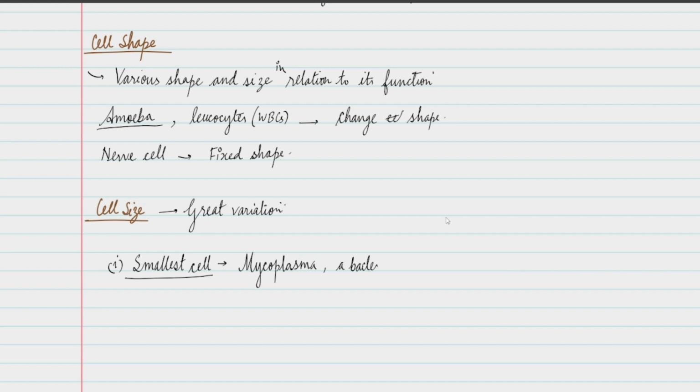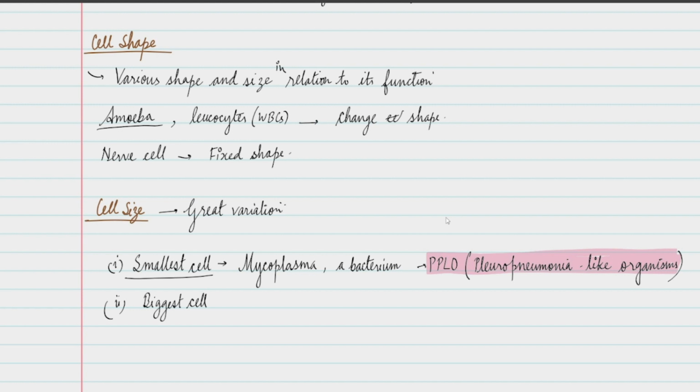We also know mycoplasma as PPLO, pleuropneumonia-like organisms. Try to remember the full form of PPLO. The biggest cell is the ostrich egg.